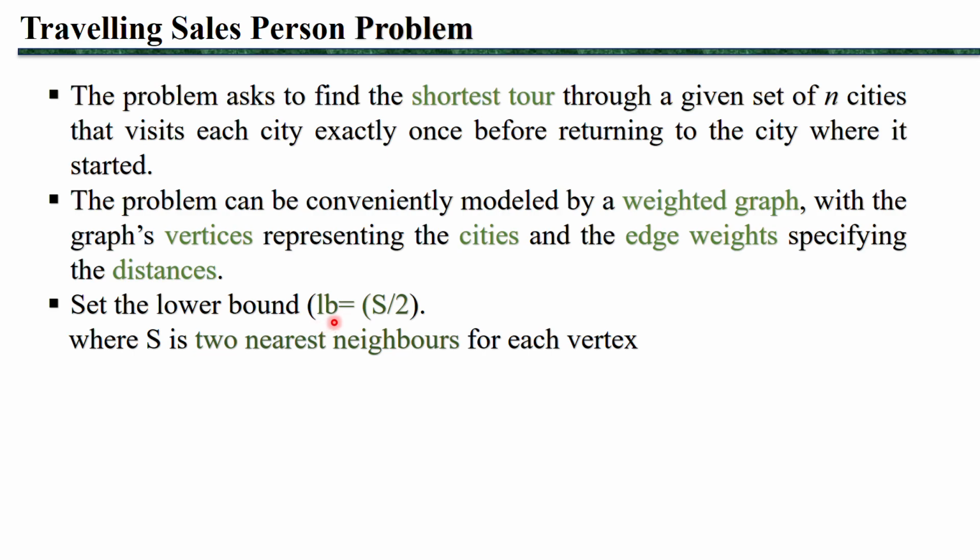For setting this LB, you use one equation, that is S divided by 2. S is what? The 2 nearest neighbors for each vertex. For every vertex, you find the 2 nearest neighbors, and after that you calculate the distances, and whatever distance you get, you divide that by 2, and that result you take as the LB here.